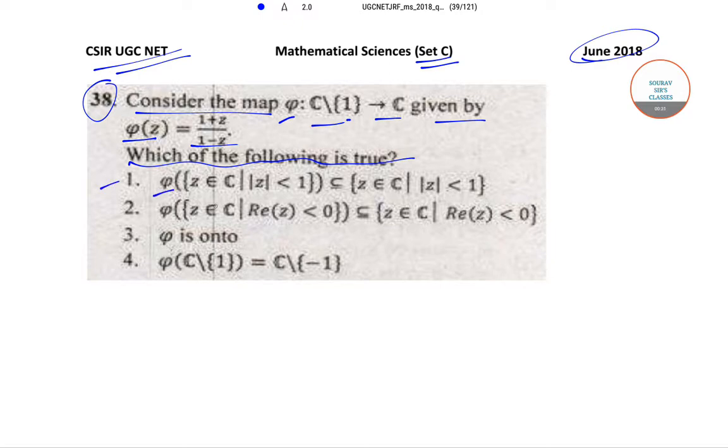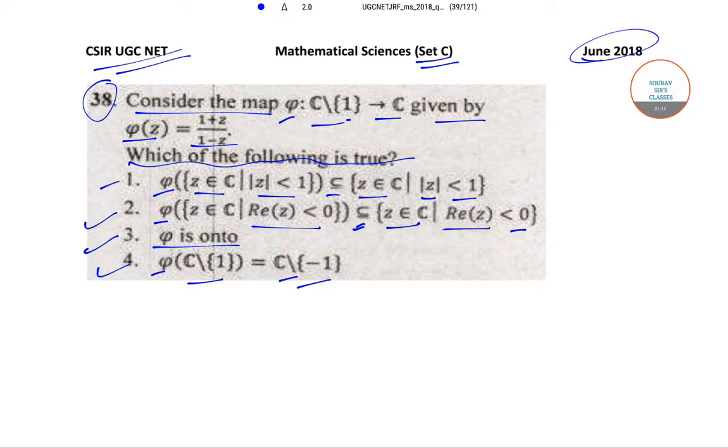Option 1: phi of {z belongs to C such that mod of z is less than 1} is a subset of {z which belongs to C such that mod of z is less than 1}. Option 2: phi of {z which belongs to C and the real part of z is less than 0} is a subset of {z which belongs to C and the real part of z is less than 0}. Option 3: phi is onto. Option 4: phi of C except the set {1} is equal to C except the set {minus 1}.